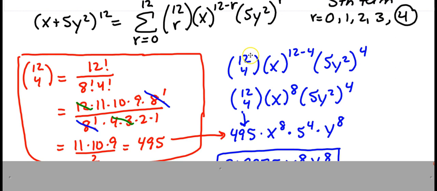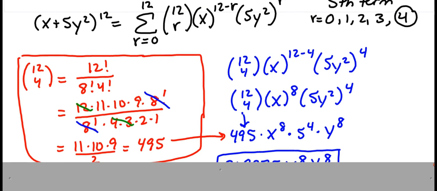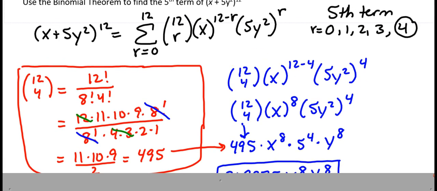So we have 12 select 4, x to the 12 minus 4, 5y squared to the 4th. Scroll up so you can see that I'm just substituting for every place there's an r in the actual formula. Notice the summation part means add up all the terms, and I'm only looking at one term, so I don't put the sigma part in when I'm actually evaluating the terms. So this would be x to the 8. 5y squared to the 4th would be 5 to the 4th, y to the 8th.